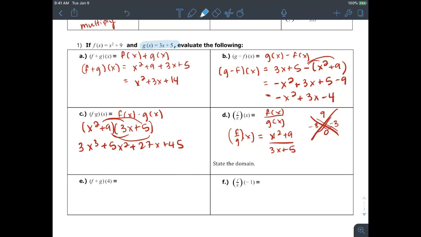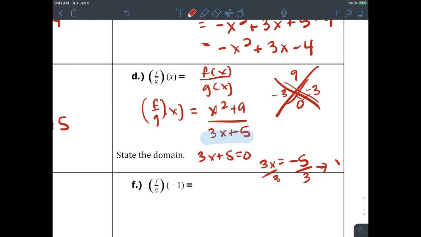So the domain, we're going to look at the bottom. What can't we divide by? We can't divide by 0, so we get 3x plus 5 is equal to 0. And then solve for x. Minus 5, we get 3x is equal to negative 5, divide by 3. So x is equal to negative 5/3. Or x cannot equal negative 5/3.